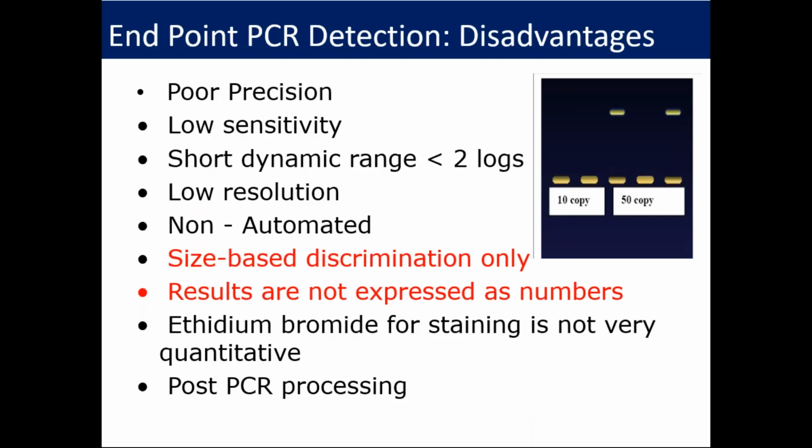So the endpoint PCR has poor precision and lower sensitivity. It has a very short dynamic range. It is only a size-based description, and results are not expressed as numbers. Also, those of you who have done gel electrophoresis and PCR will know that you use ethidium bromide, which is a carcinogen, and one has to avoid using ethidium bromide.